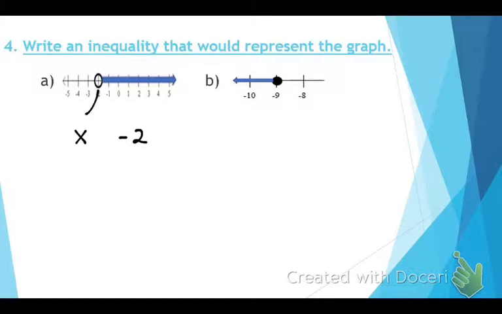Now, the hardest part is trying to figure out what the symbol is. First things first, this is an open circle. Does that say it can equal negative 2 or that it cannot equal negative 2? An open circle says it cannot, so we're not going to have an equal to sign. But if you look here, are all of these solutions greater than or less than negative 2? Greater than. So what does my symbol have to be? Greater than. So this is the correct answer. You guys do problem B on your own.